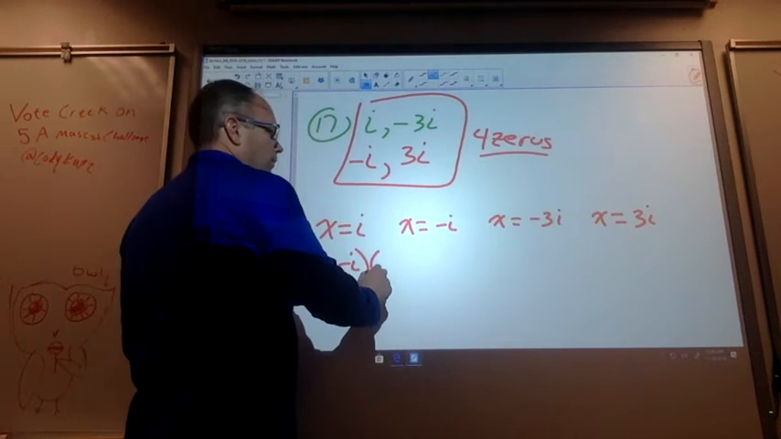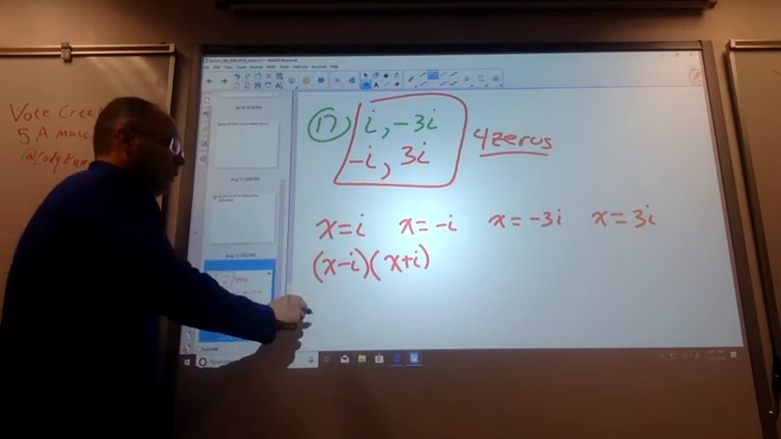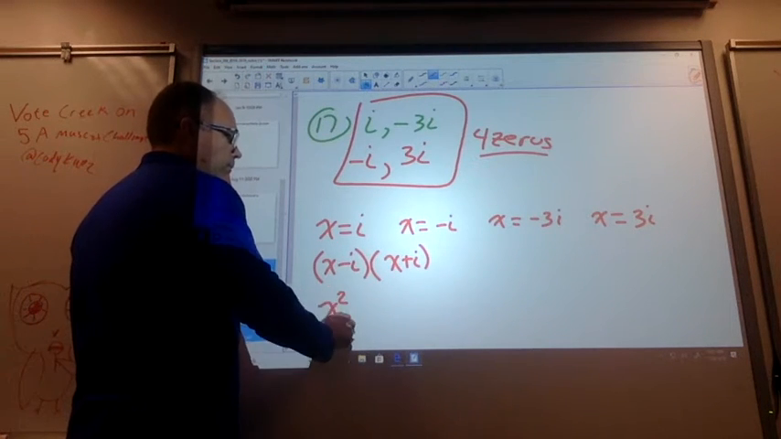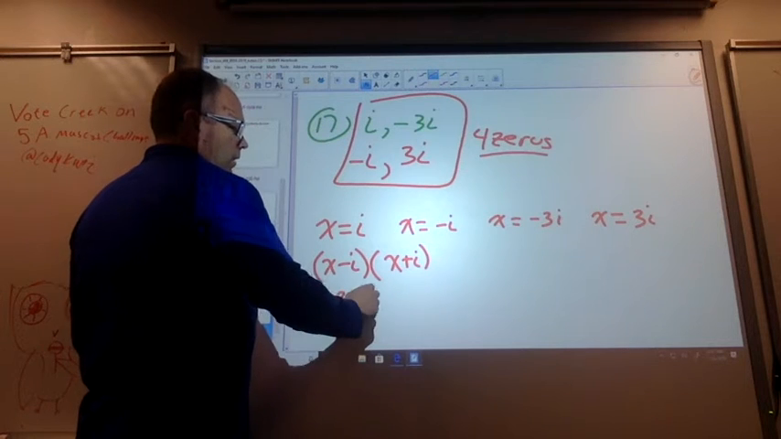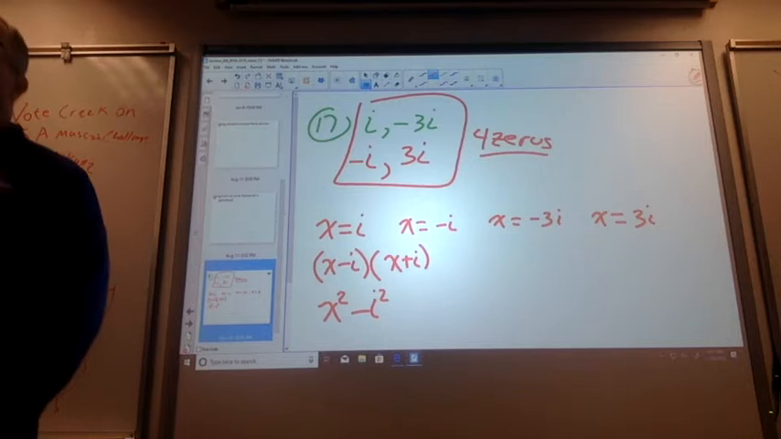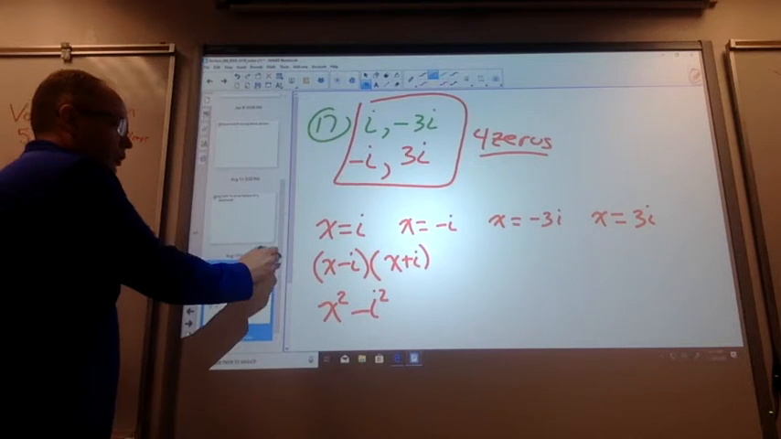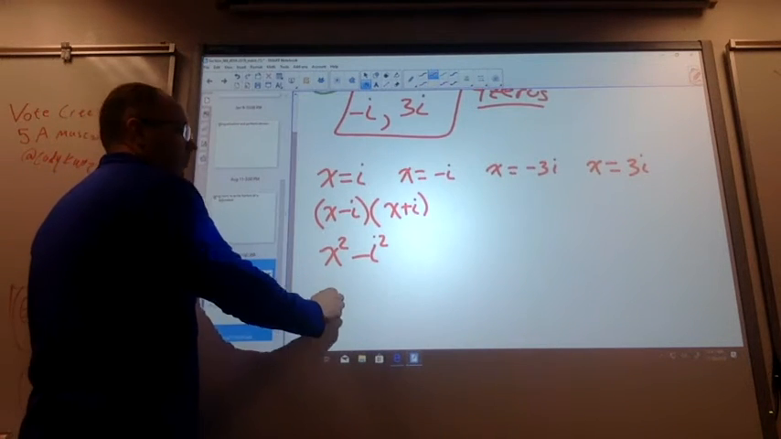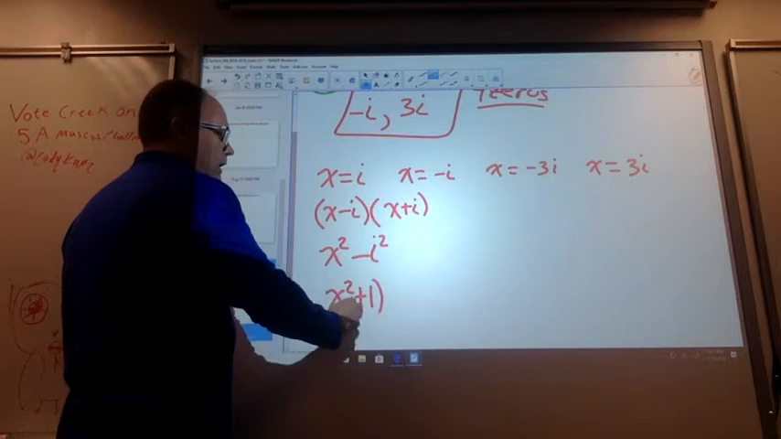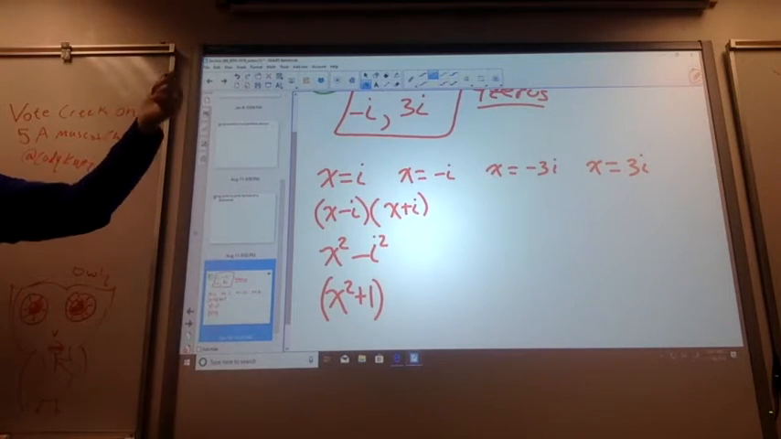What's this? Okay, so let's do this one first. That's the difference of two squares. So if you do the math, the middle terms drop out, correct? What is i squared? Negative 1, right? So what? x squared plus 1. That's my first polynomial. Okay, that satisfies my two zeros of i and negative i.